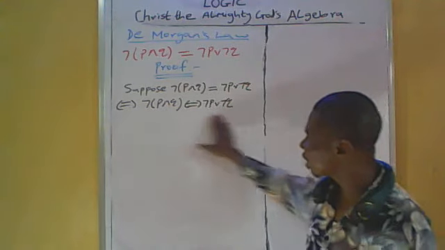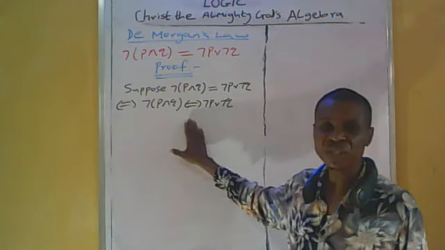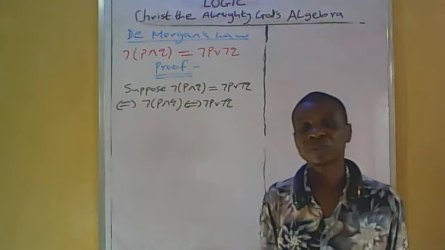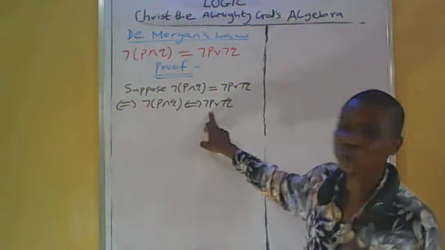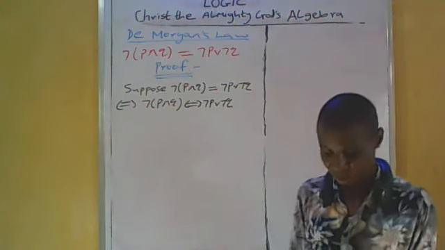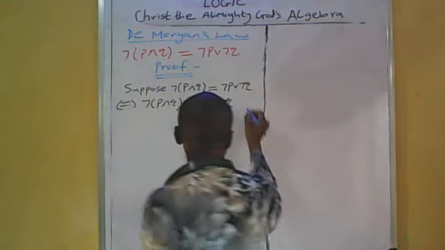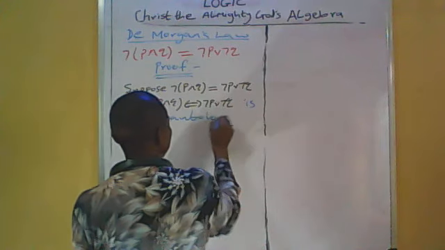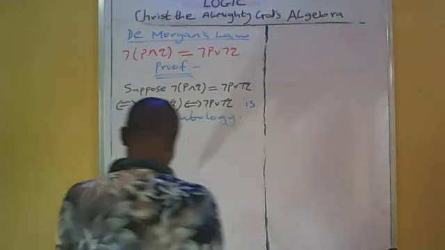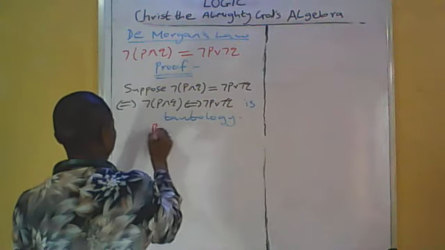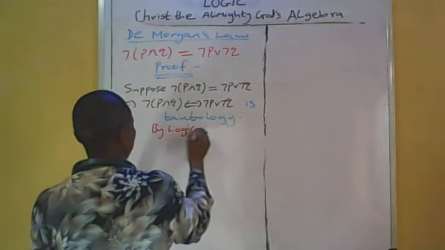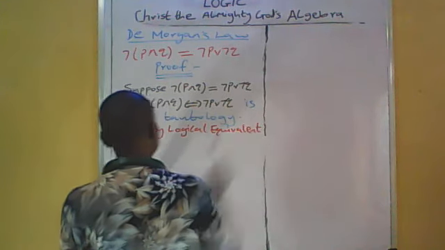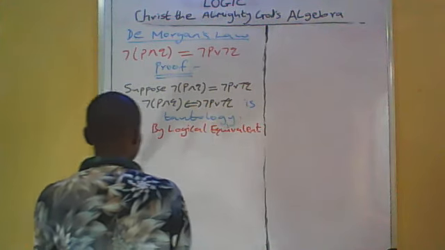So whenever I want to evaluate this statement, there's no possibility of getting falsity, always truth. If that is the case, we say the statement is a tautology. So if this is true, this must also be true. We say it is a tautology, being justified by logical equivalence, if and only if.